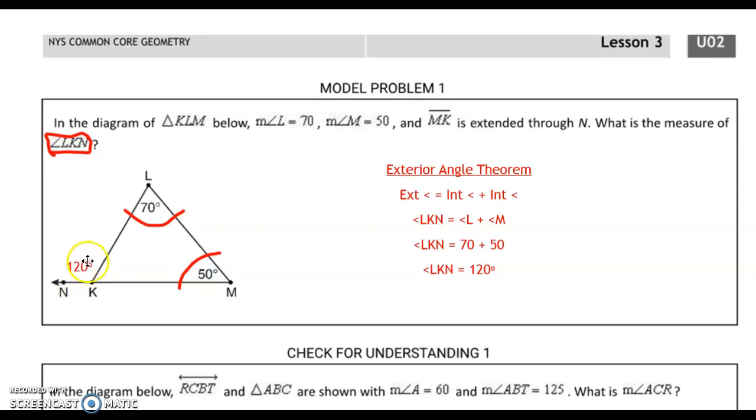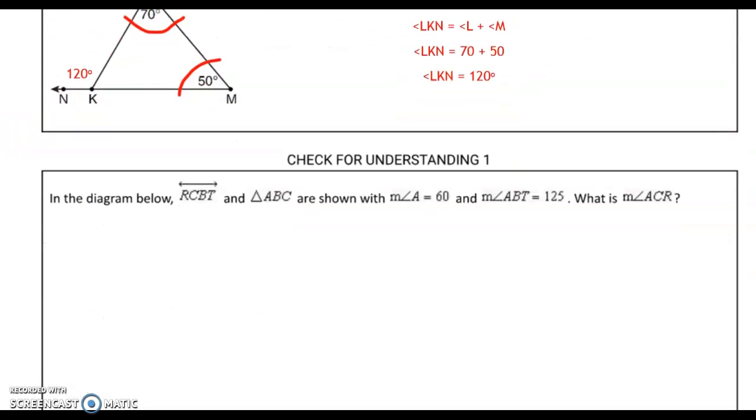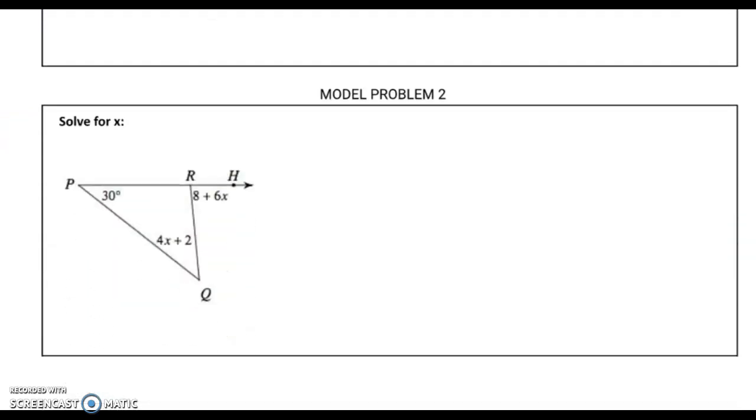Keep in mind, that's two different steps. The exterior angle theorem saves you a step. It says, if you know these two remote interior angles, you can find the exterior angle. Similarly, you can find interior angles by knowing an exterior angle. Moving on to the second model problem.